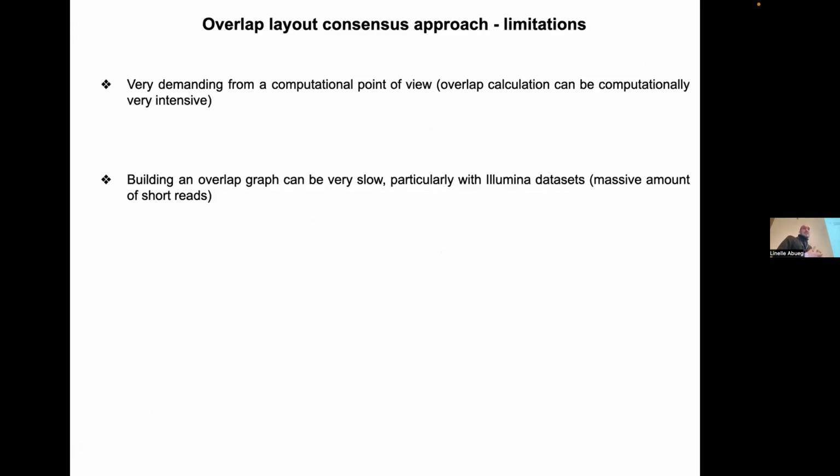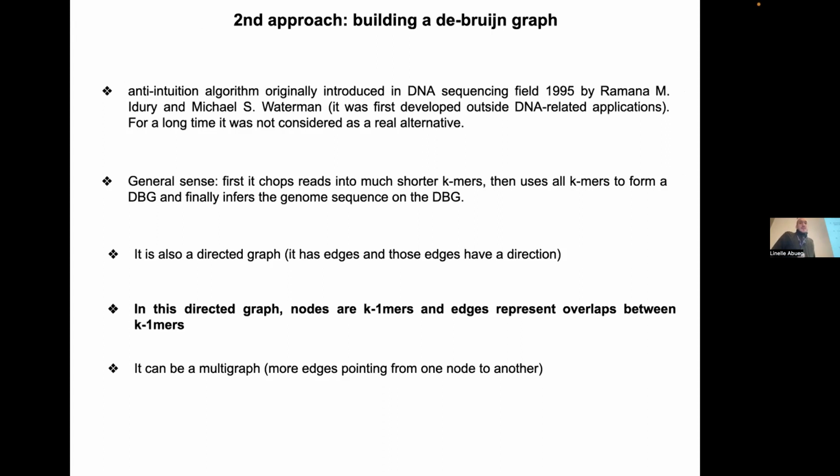In terms of limitations, this is very demanding from a computational point of view. It's very intensive because you have to compute all these overlaps and can therefore be very slow, particularly if you have Illumina short reads, because you have millions of reads and you have to compute millions of potential overlaps. So how are we doing with timing? Good, okay.